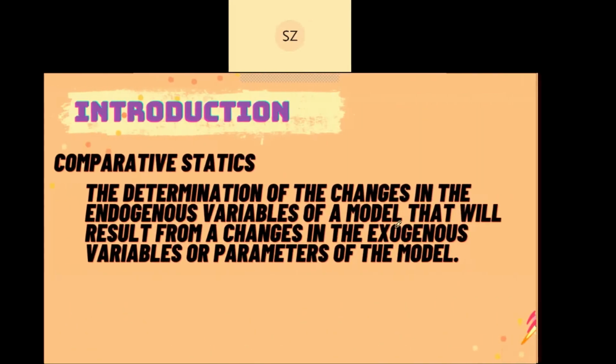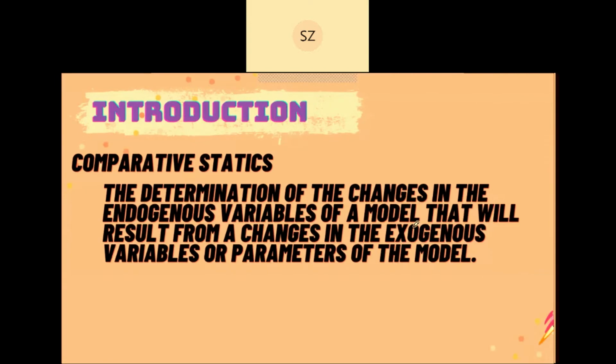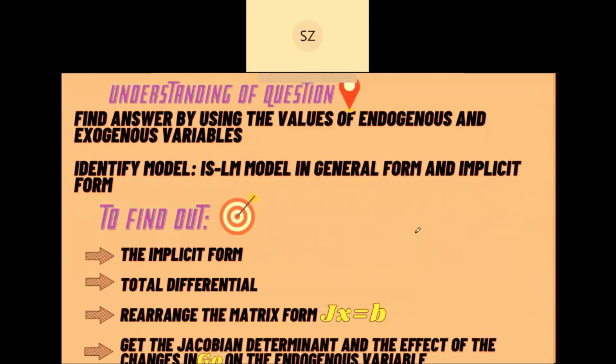I will discuss the introduction, which is comparative statics. It is the determination of the changes in the endogenous variables of a model that will result from changes in the exogenous variables or parameters of the model. To understand this better, we will find the answer by using the values of the endogenous and exogenous variables.